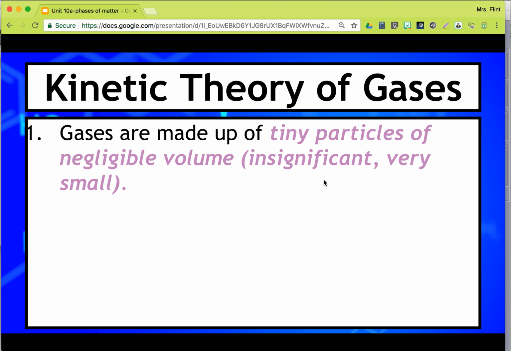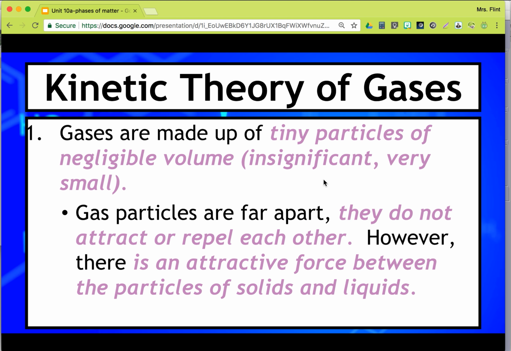Gases are made of tiny particles of negligible volume, which means insignificant or very, very small volume. If you packed all the particles together that fill a room, it'd be about 1/1000th of the room's actual size. But these particles are spread out and moving at a very fast speed, so they fill the volume of the room. Gas particles are far apart from each other. They don't attract or repel each other.